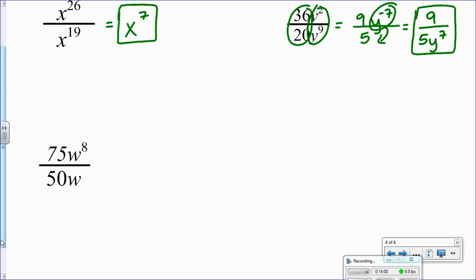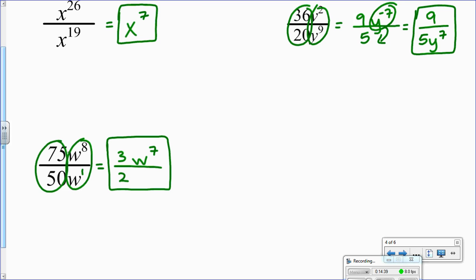Okay, same thing here. I have regular numbers out front, so I'm going to divide 75 over 50, but I need to keep it as a reduced fraction. So I'm reducing 75 over 50. That reduces to 3 over 2. And then I have a common base here, so I subtract exponents. If you don't see an exponent, remember there's a 1 there. 8 minus 1 is 7. Put it in the numerator. If it's negative, you need to move it, but if it's not, then it stays where it is. 7 is positive, so we stay.